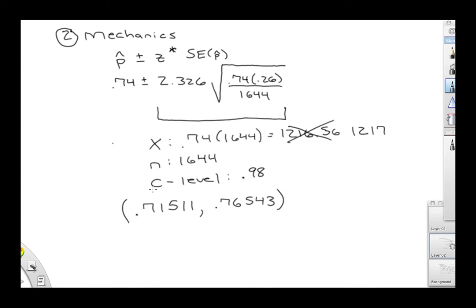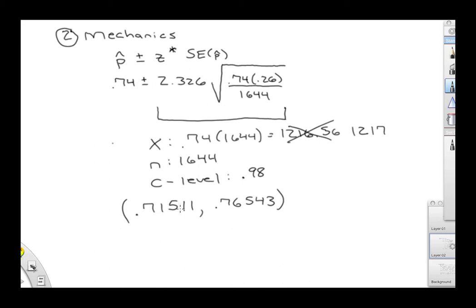If you forget how to do it in the calculator, you can do this out by hand, multiply these two, add that value to 0.74 to get the upper bound, subtract that value from 0.74, that margin of error, to get the lower bound. Okay, so that's the second step of doing a confidence interval, and that's what part B asked. Construct the confidence interval.